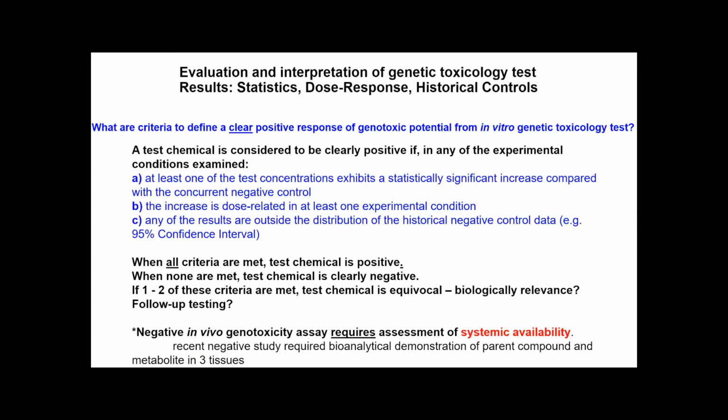How do you interpret a clear positive? Well, you have to have a statistical increase, a dose response, and finally, you have to exceed the laboratory historical negative control data. Those 3 are critical for in vitro tests. So when all criteria are met, this test chemical is positive. When none are met, it's negative. When 1 or 2 of these are met, it's equivocal. And I can tell you, clients hate that.